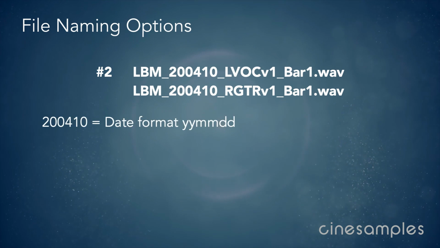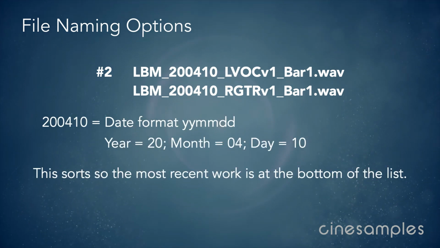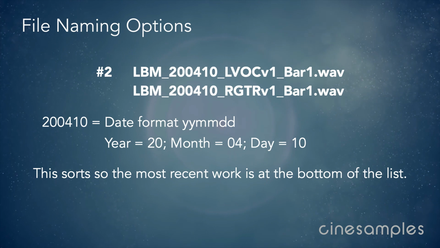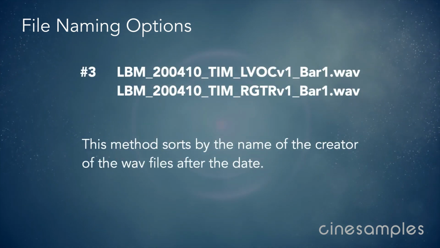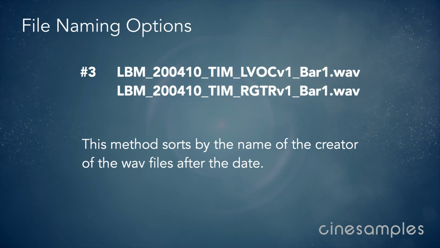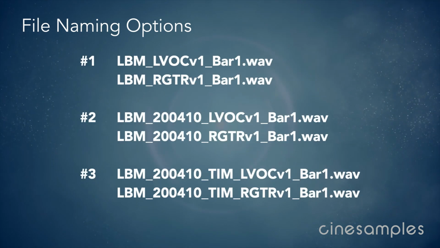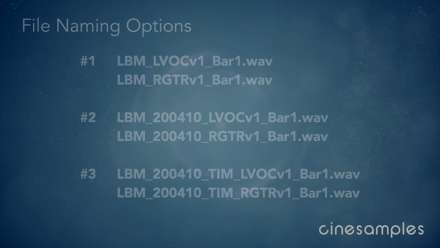The second option adds a date right after the title, so that it sorts by the date first to reveal the most recent work. The date in this case is 2020, followed by the month 04, followed by the day 10. The third option adds the collaborator's name inside the file name to sort right after the date. These naming conventions are completely up to you and whatever works for your collaboration.